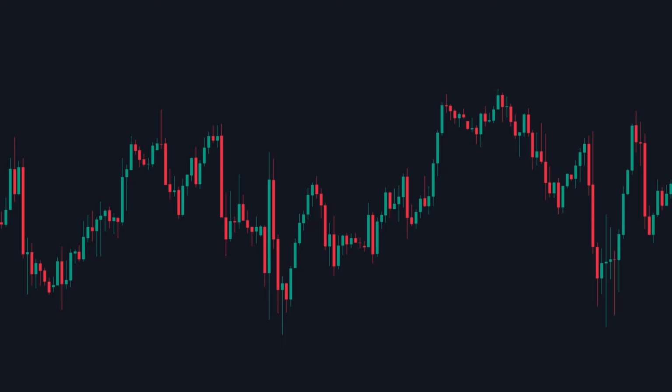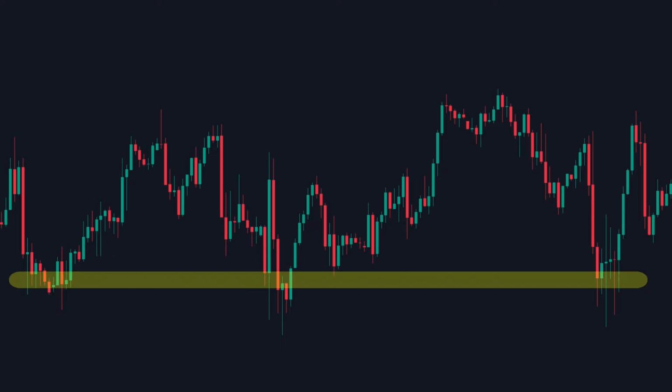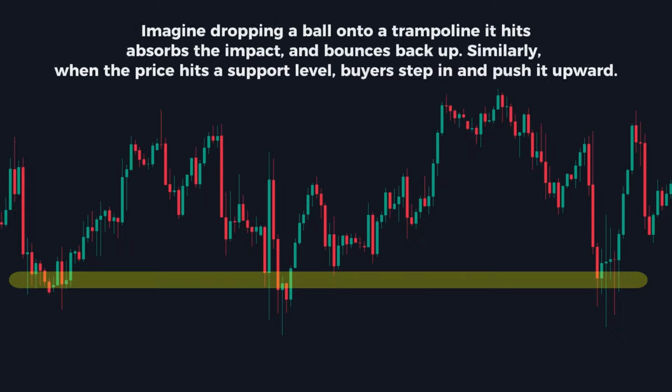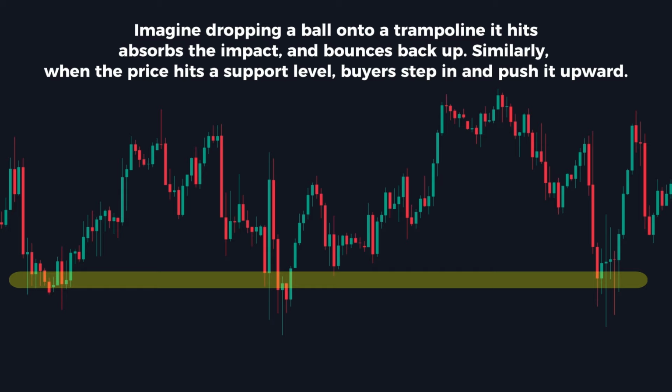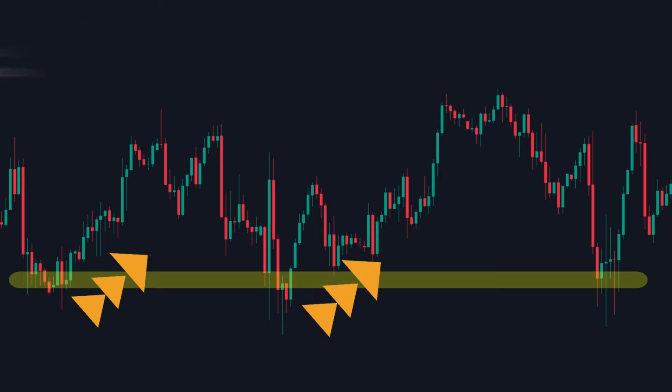Think of support as the market's safety net. It's a price level where demand becomes strong enough to stop the price from falling further. Imagine dropping a ball onto a trampoline. It hits, absorbs the impact, and bounces back up. Similarly, when the price hits a support level, buyers step in and push it upward.